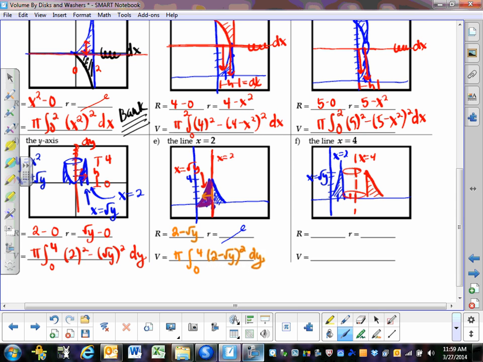So our radii are going to be from the center to the close edge and the center to the outer edge. So the outside edge is the 4 minus root y. The inside edge is the 4 minus the 2. So this is pi. The height still goes from 0 to 4. And then it's the outside radius minus the inside radius, each squared, dy.